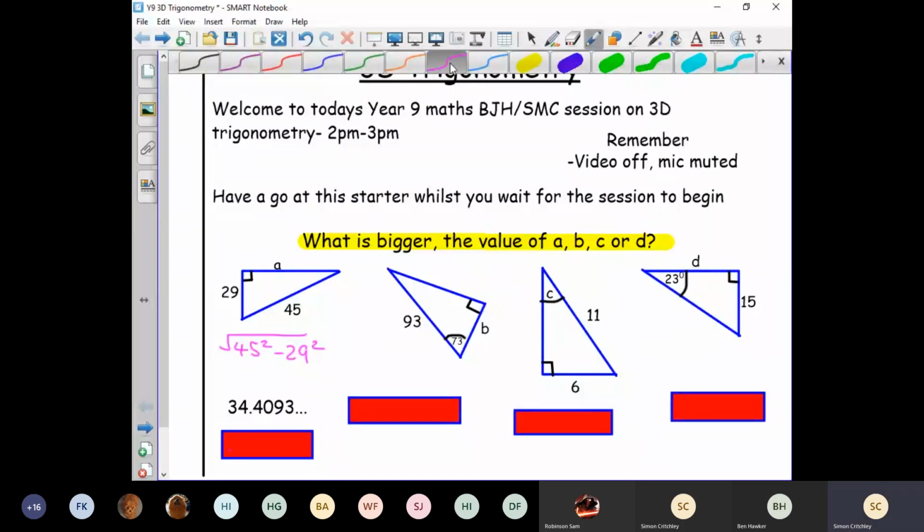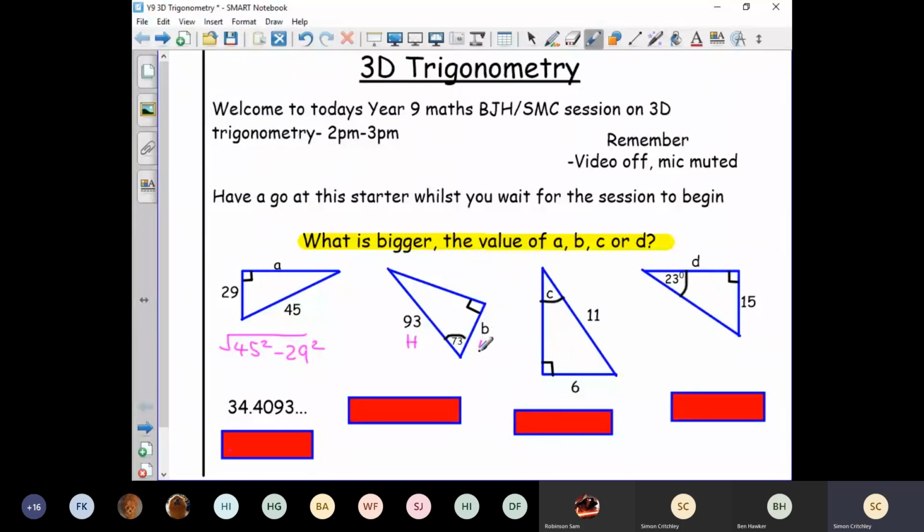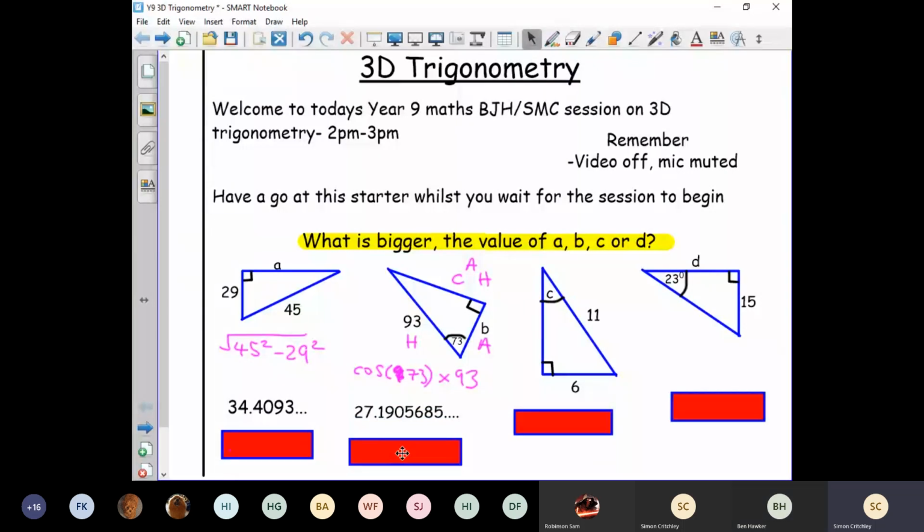B, I think this is going to be a trig question, a SOHCAHTOA question. I think we have got the hypotenuse and we've got the adjacent. And the hypotenuse and adjacent tells me it's the cosine trig function. We're trying to work out the adjacent, so I think we're going to have cos of 73 times by 93. Cos of 73 times by 93. I think that, you can check your answers, we've got you 27.19, etc.